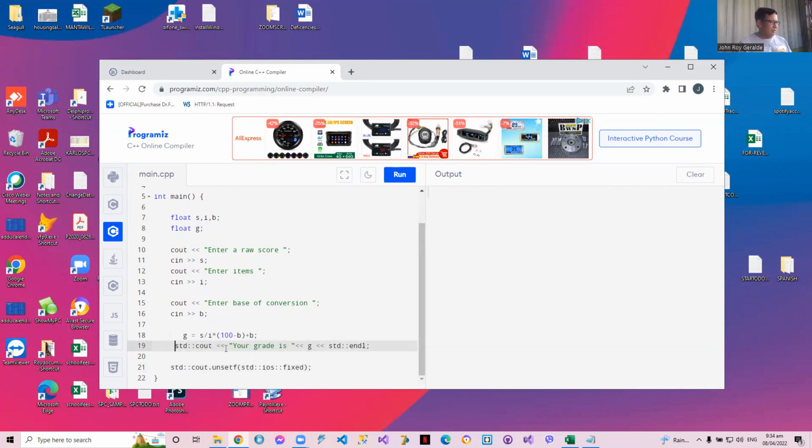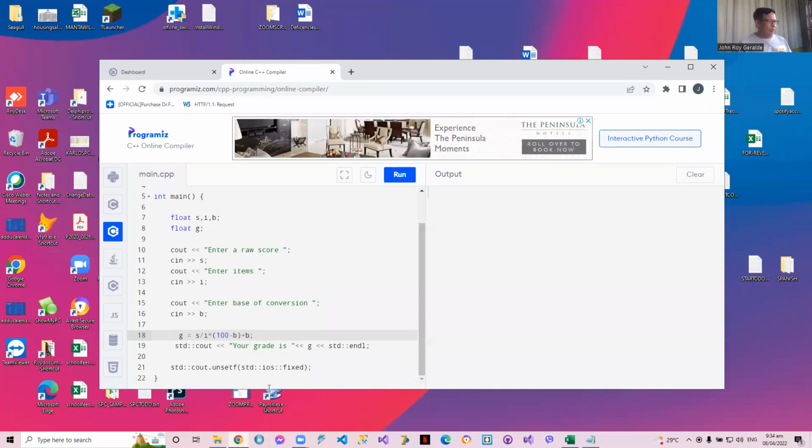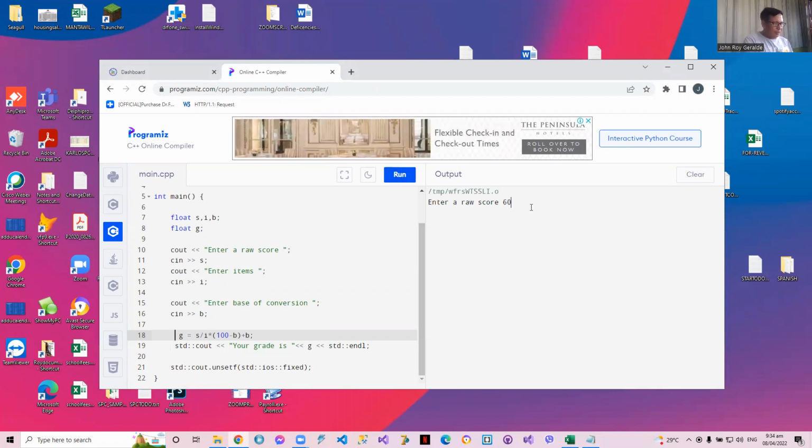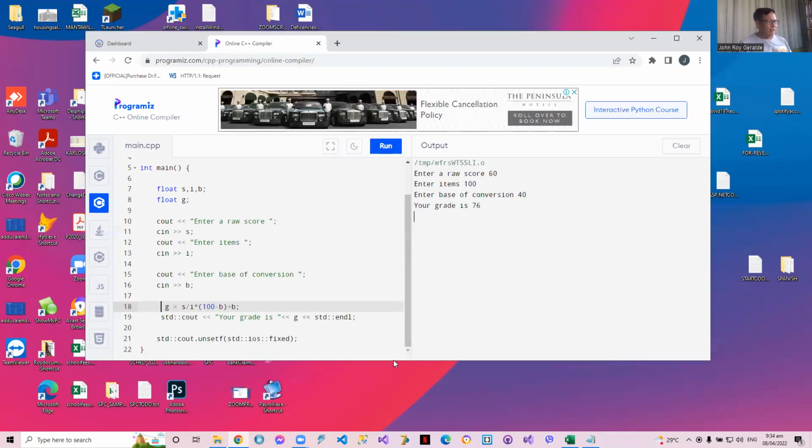We use std::fixed, which means we use the standard rounding off to compute the float. This will fix the decimal places. Let's run that. So this now computes the grade. The base of computation is 40. So your grade is 76. It computes the grade. Can you see that, everyone? Claro ba?